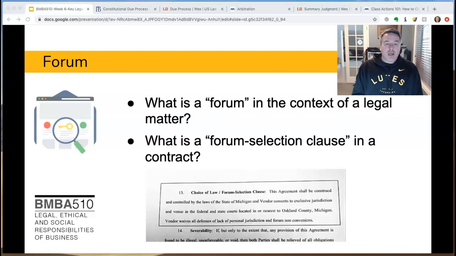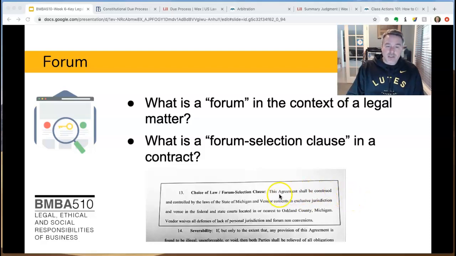Okay, let's keep moving here. A forum. I mentioned this word a little bit earlier. You might think, well, what's the difference between a forum and a venue? The forum is the particular type of forum that you're going to use, whereas venue is the location. Down here there is a sample of what we would call a choice of law or forum selection clause. It's a very typical provision in a contract.